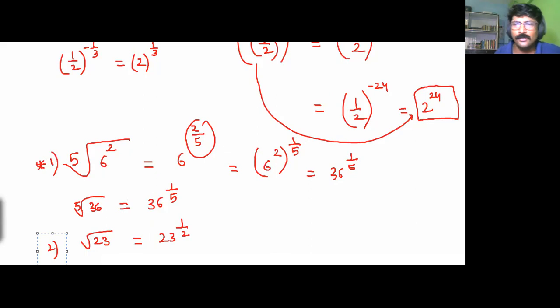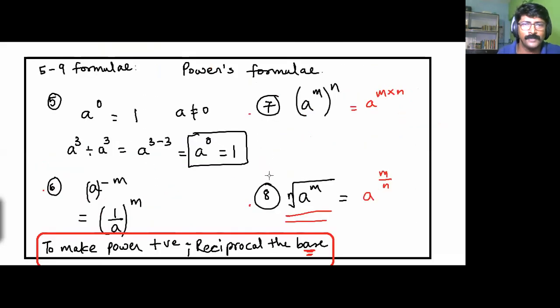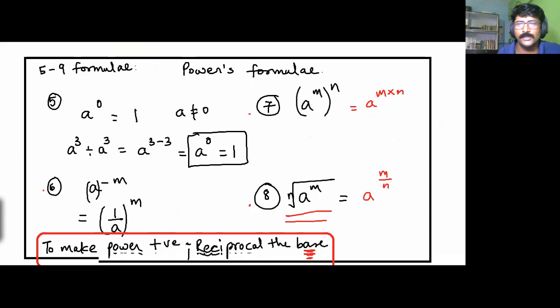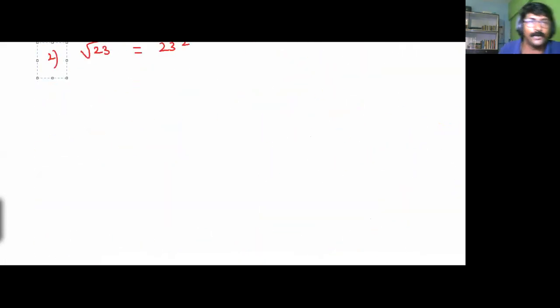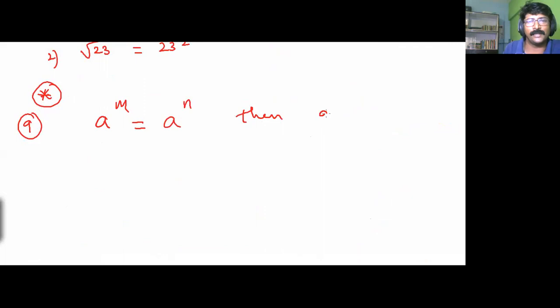Now let's learn the last rule. We have learned rules 1 to 8. Now what is the last rule, which is the heart of this chapter? What is this 9th rule, which is very important? It is definitely asked in every 9th standard examination. If a power m is equal to a power n, then we write m is equal to n. This is called equating the powers of equal bases. It has two parts, a and b.